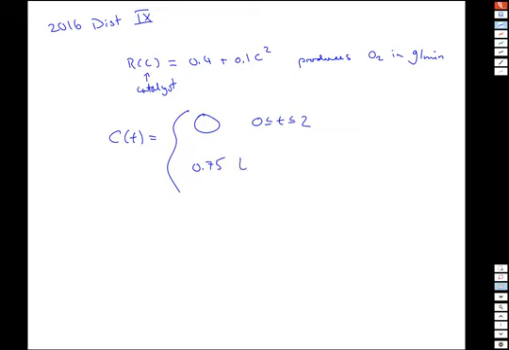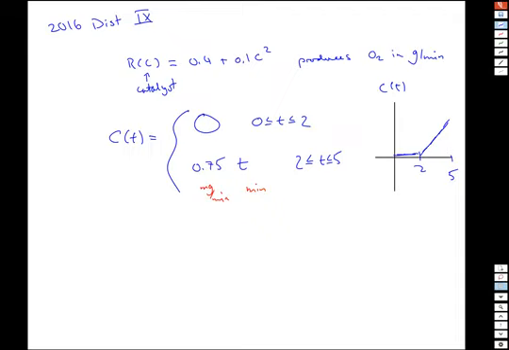If we do 0.75 times t, where this is in milligrams per minute and this is in minutes, then for 2 < t < 5, that's going to be basically our catalyst level. So we have 0 for a while, and then C of t is 0 for a while. After 2 minutes, we start adding it, and the slope there is 0.75 until we go up to 5 minutes.